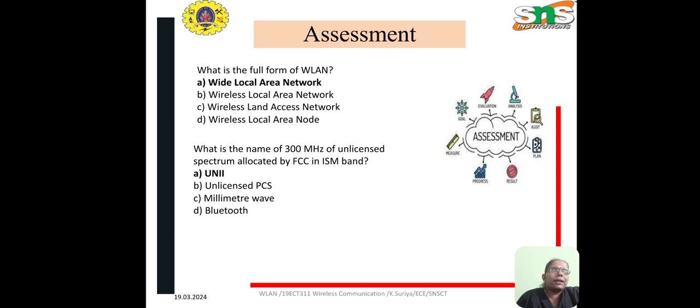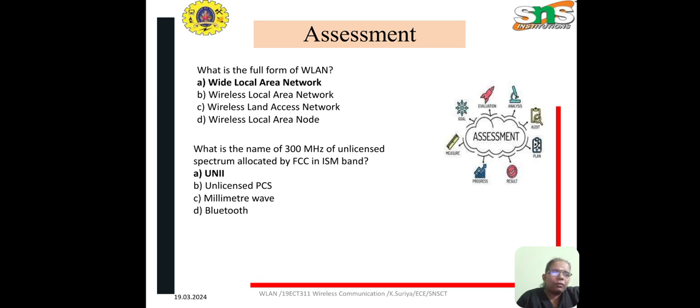Let us take a few assessment questions. What is the full form of WLAN? Wireless local area network. It's not wide local area network, it is wireless local area network.